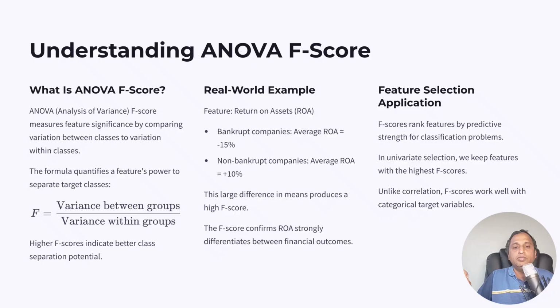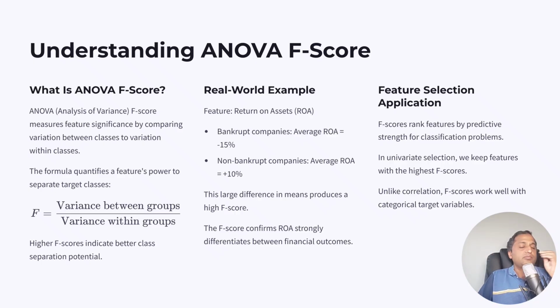Now let's take a moment to understand the ANOVA F-score, which is very commonly used in univariate feature selection, especially when the target variable is categorical. So what is the ANOVA F-score? The F-score comes from ANOVA, or analysis of variance. It helps us measure how well features can differentiate between classes, for example, bankrupt versus non-bankrupt companies. The formula is very simple: variance between the groups divided by the variance within the groups.